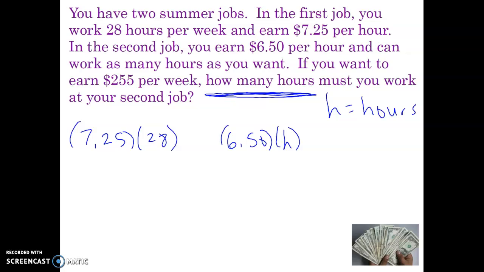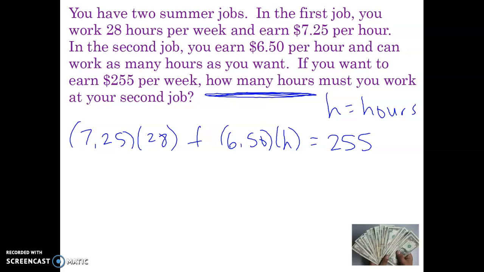Well, to figure out the total that you're going to make between job 1 and job 2, you're going to add those together and you're going to set it equal to 255. The main thing for you guys to do with word problems is just slow down, analyze what you have, and take your time. Okay, let's see what we need to do to solve this equation.